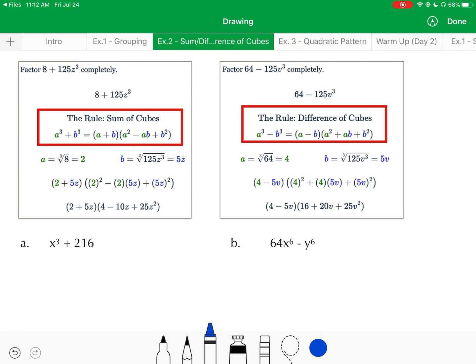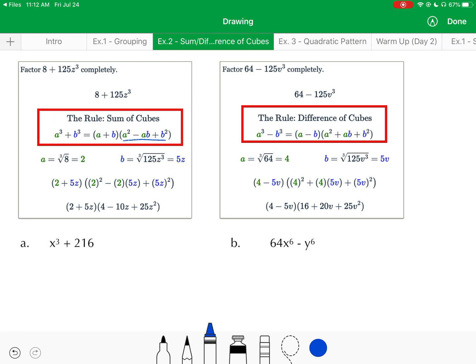The rule for the sum of cubes, if you have a cubed plus b cubed, so obviously a cubed is a perfect cube, b cubed is a perfect cube, they're being added together. So this is a sum of cubes. Notice the factorization for that will be a binomial multiplied by a trinomial. The binomial would be a plus b, where a and b are the cube roots of your a cubed and your b cubed terms. Okay, and then look at your trinomial right here.